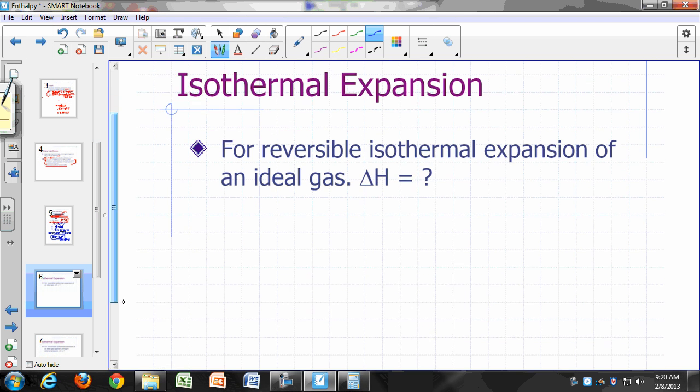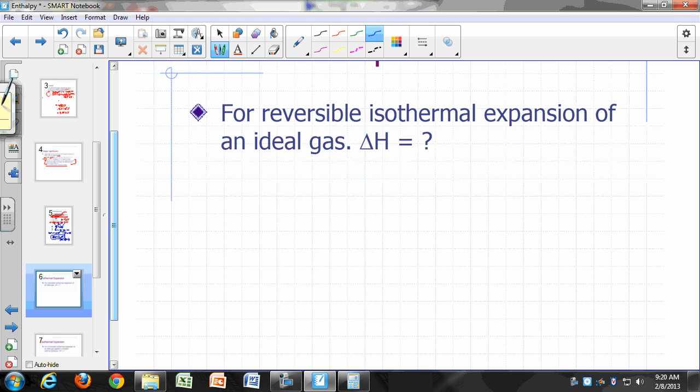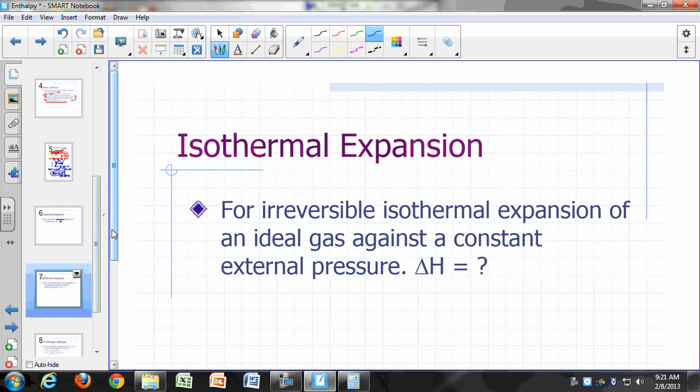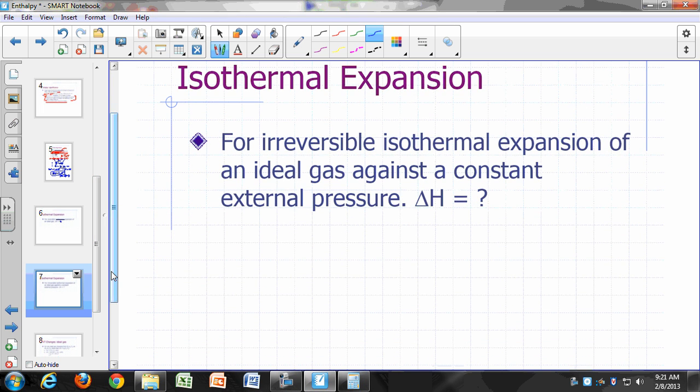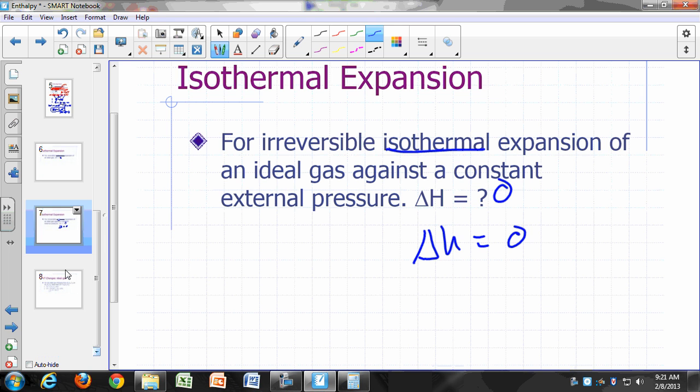Okay. What about a reversible isothermal expansion of an ideal gas? What's your delta H? Answer. Isothermal, ideal gas, delta H is 0. But if it's irreversible against a constant external pressure, what's delta H? It's still isothermal. It's still 0. What's delta U? 0. Okay.